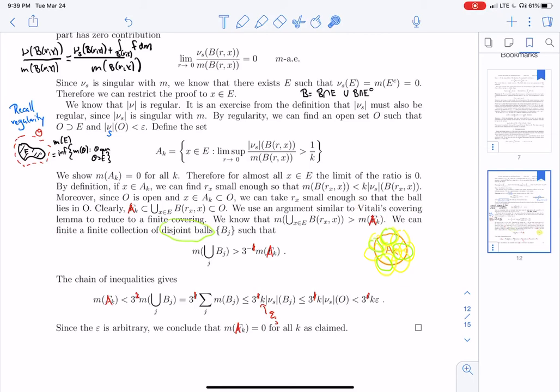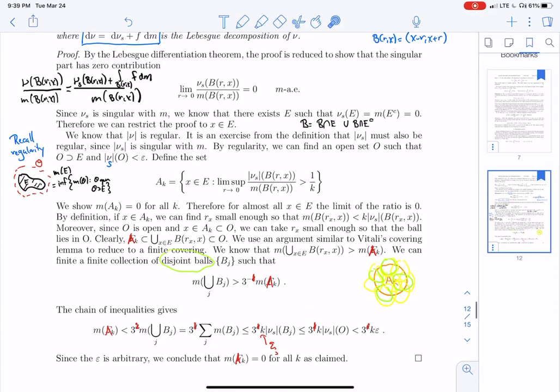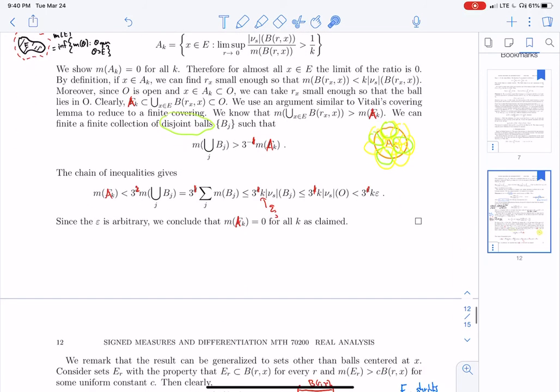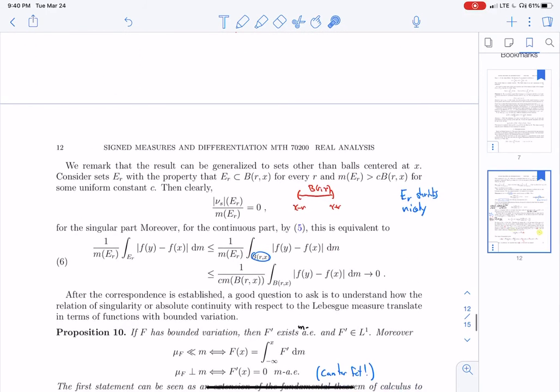So we have this result that the only thing you see is the absolutely continuous part of the measure. All right. So let's use that now.